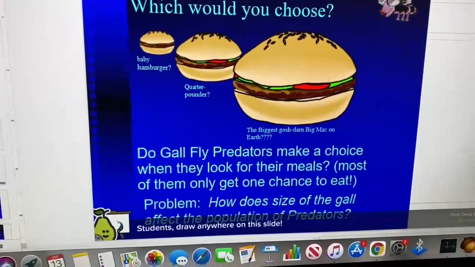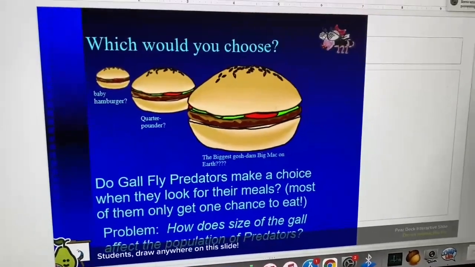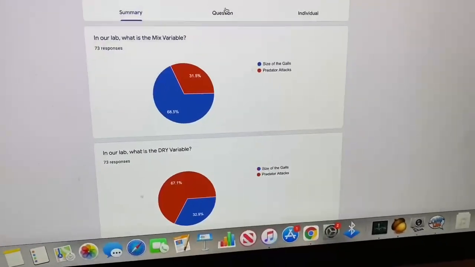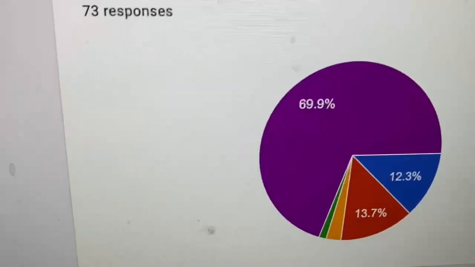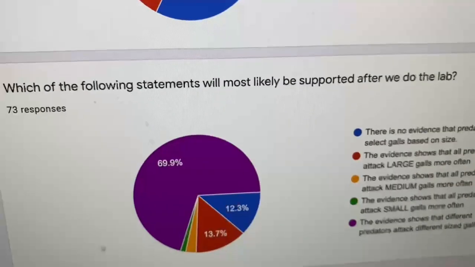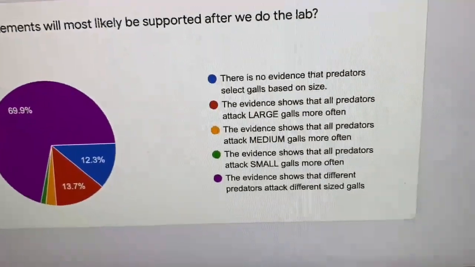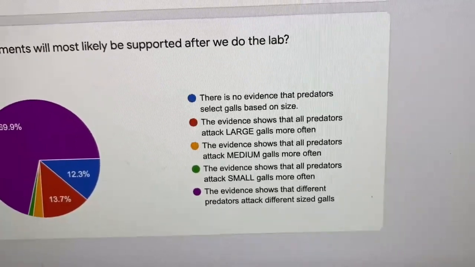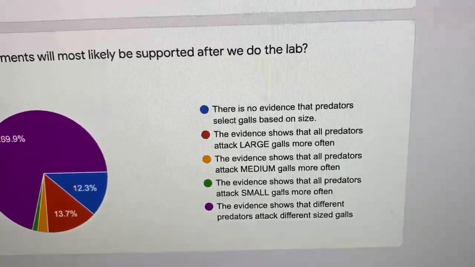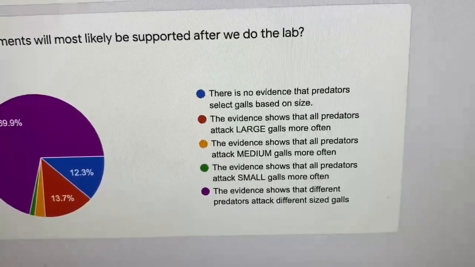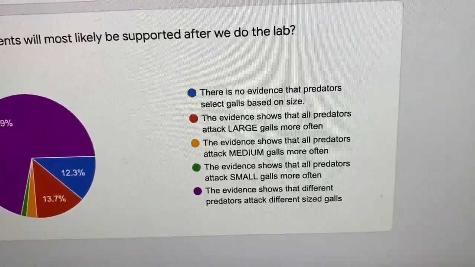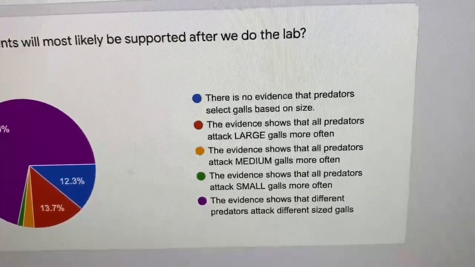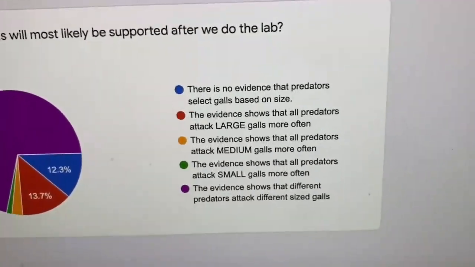So let's see. You guys made a hypothesis the other day. I had 70 people respond, and this was the result. It said, which of the following statements will most likely be supported when we do the lab? The number one answer was, the evidence shows that different predators attack different sized galls. The number two response was, the evidence shows that all predators will go after large galls. And the third popular choice was, there'll be no evidence that they select based on size at all. So those are the top three choices.